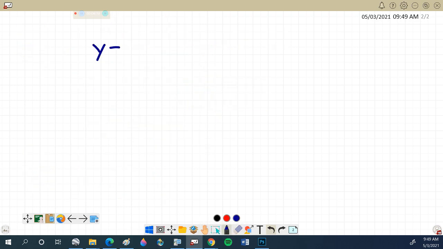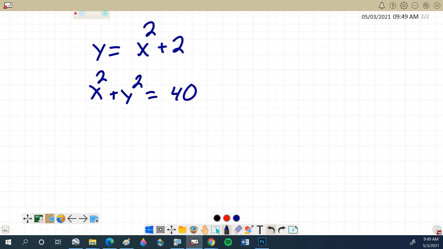So y equals, what was it? x squared plus 2, and x squared plus y squared equals 40. How would we do elimination?